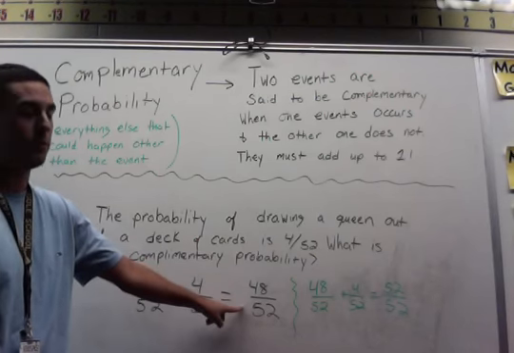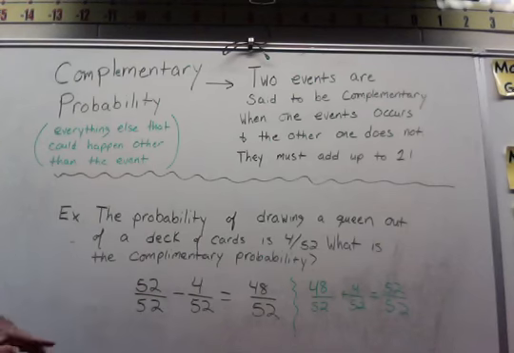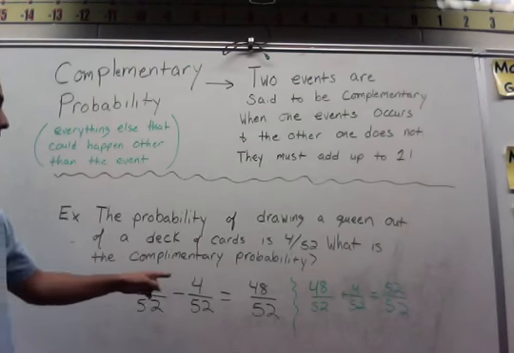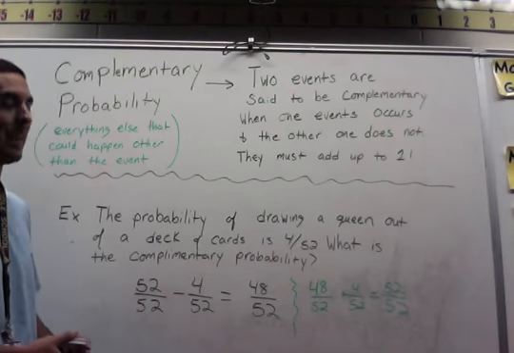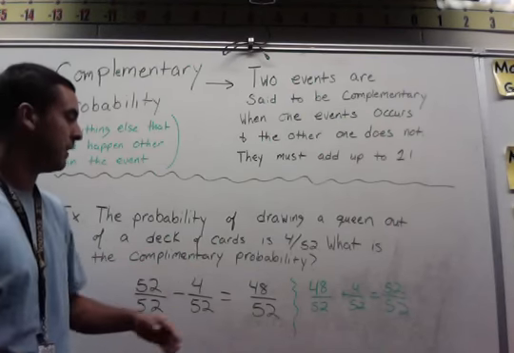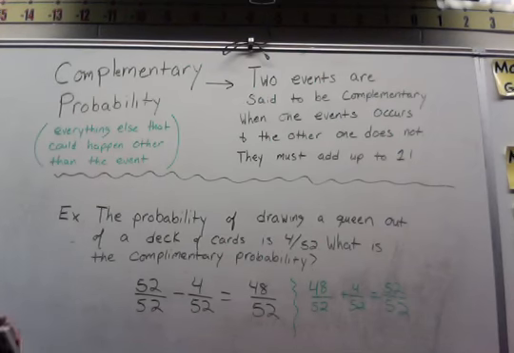How did I get that? Well, if I took all the cards in the deck, 52 out of 52 cards, minus what's already happened here, the 4 out of 52 probability of drawing a queen. If I took 52 minus 4, I would get 48, and 48 out of 52 then is my complementary probability. In other words, everything else that could happen, okay, other than the event.